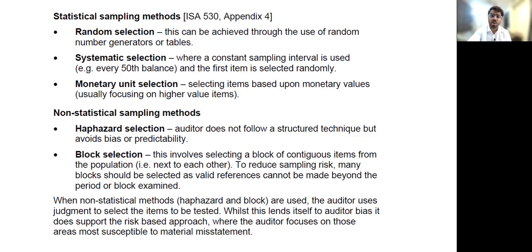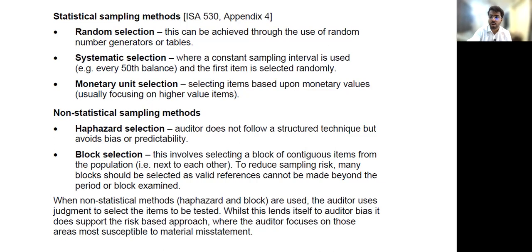Okay. Next, monetary unit selection. What is monetary unit selection? In this, the items will be selected based on their monetary values. Here, every 20th transaction is not selected. Then what is selected? Every $100th or every 20th dollar or every 120th dollar will be selected.